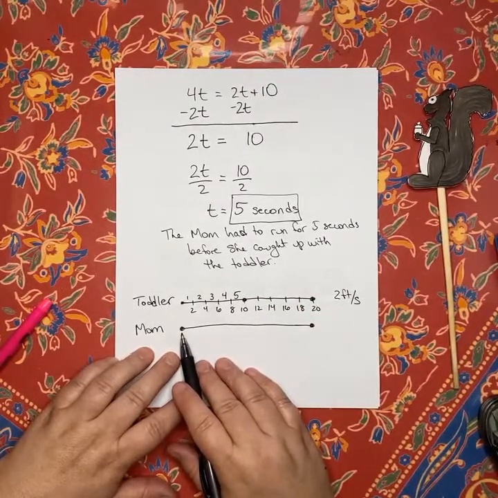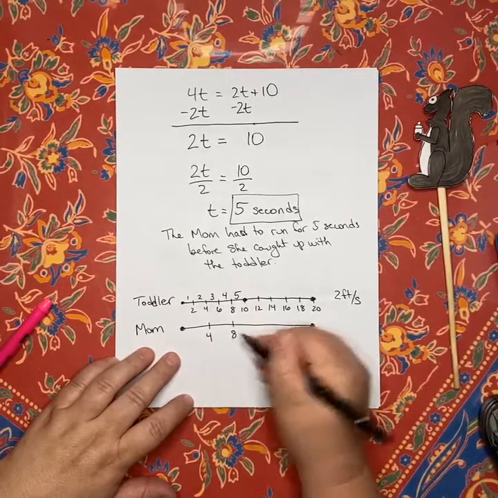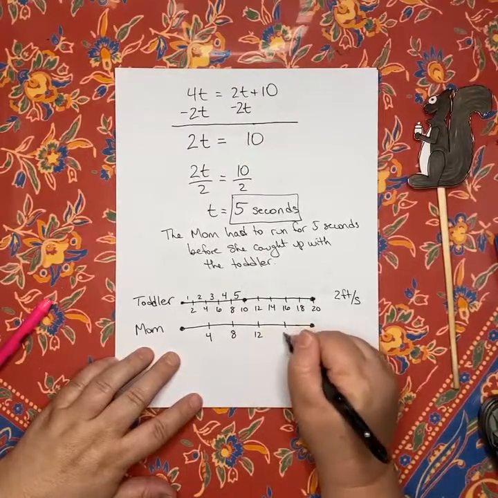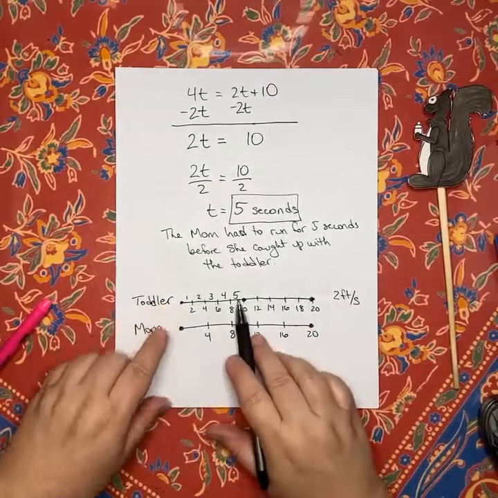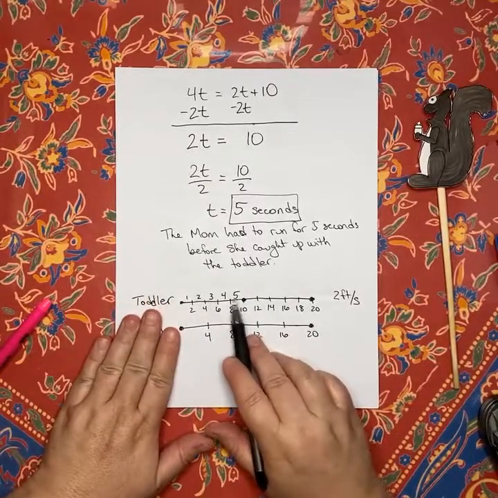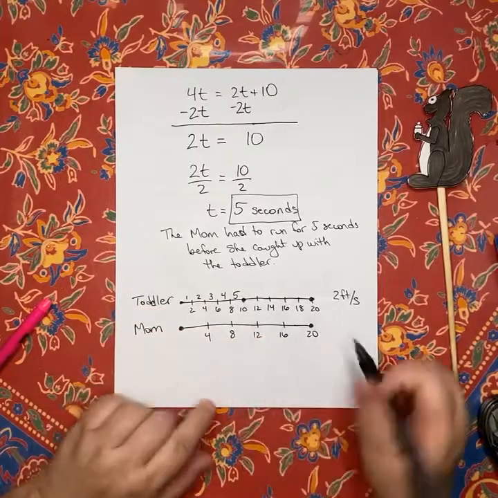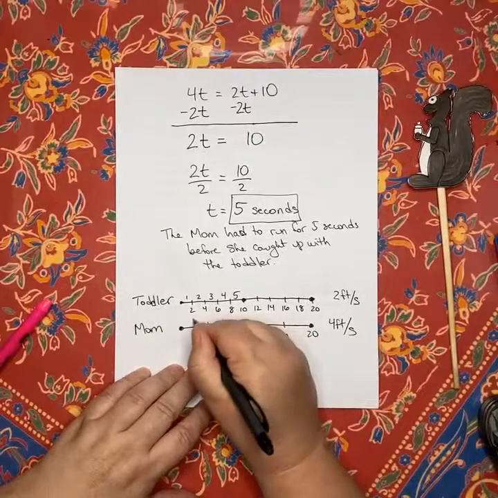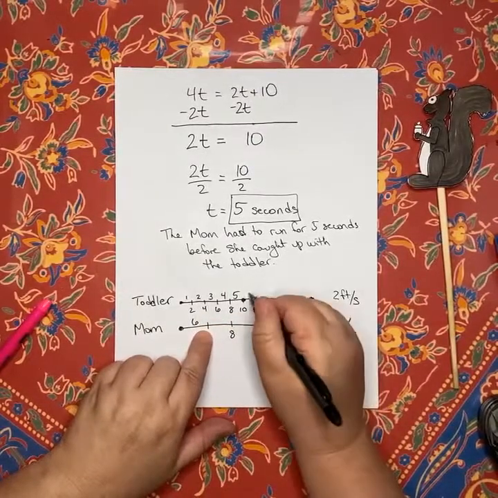Now, how fast does the mom go? The mom runs by 4s. And this is how it's going to work. So let's see, 12, 16, 20. So in the first 5 seconds, the mom does not move. Mom is sitting there. The toddler's way over here. Now, in the 6th second, the mom goes 4 feet, because it's 4 feet per second. So in the 6th second, the mom goes to 4, and the toddler goes another 2.